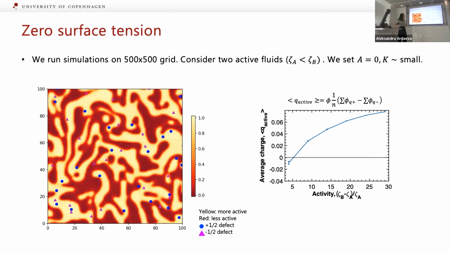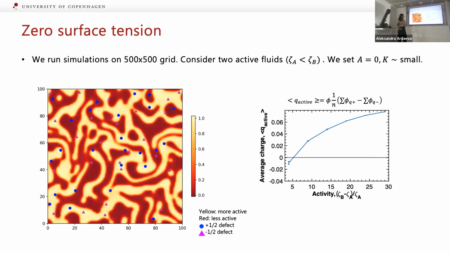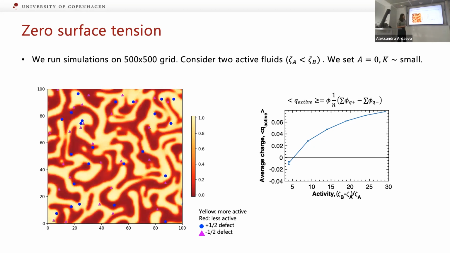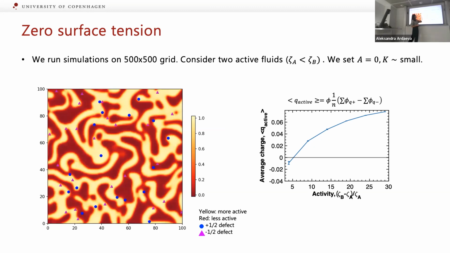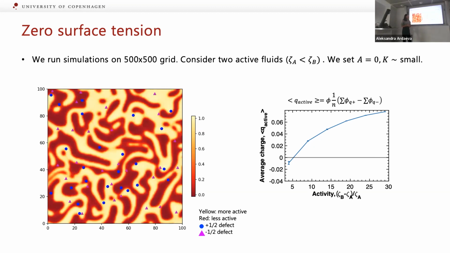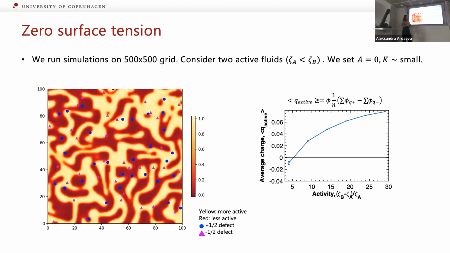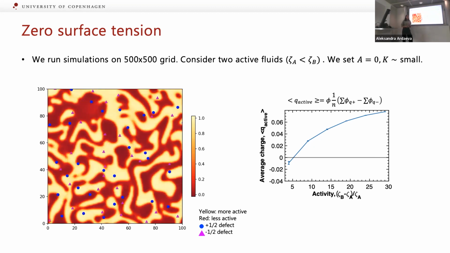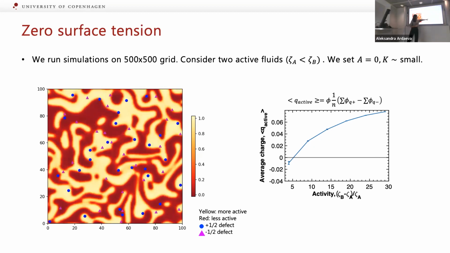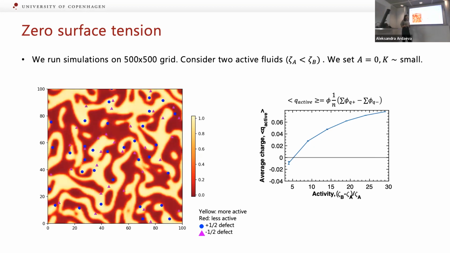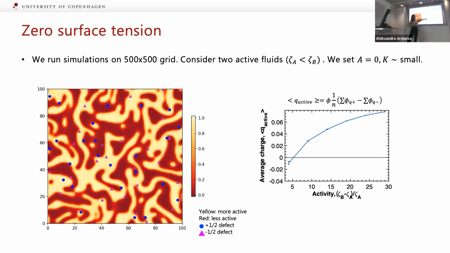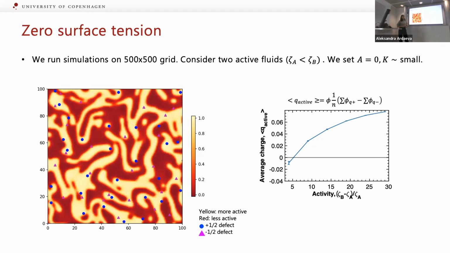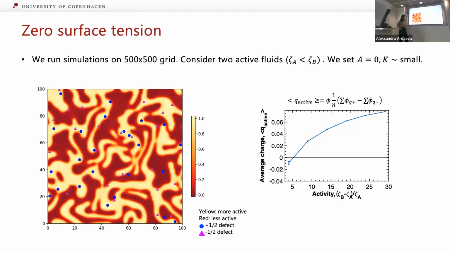To try to quantify it, we calculated the average charge of the more active fluid, the yellow one. And what we saw is that in some parameter regime, the more active phase gets positively charged, so there are more plus half defects in the yellow region than in the red region. This was in agreement with experiments and the SPR model. But in some parameter regime, when the difference in activity between the two fluids was small enough, the more active fluid would be charged negatively, so there will be more minus half defects in the yellow regions.